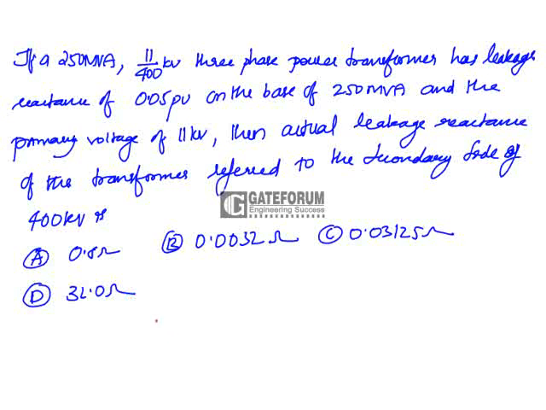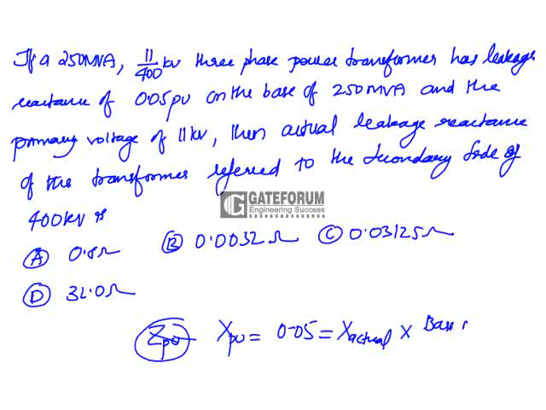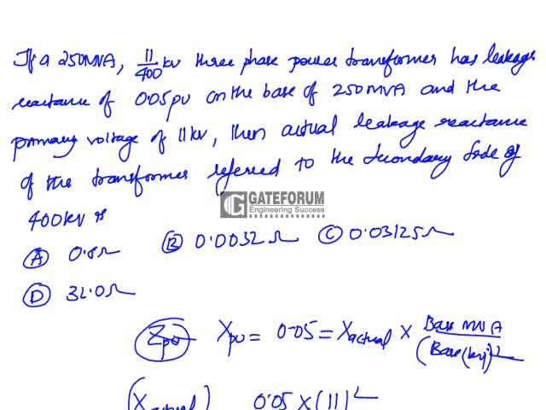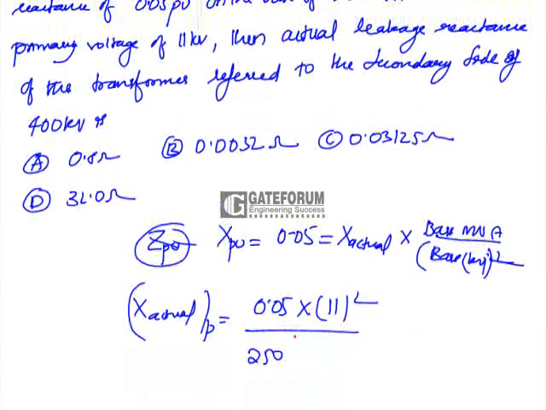If a 220 kilo MVA 11 by 400 kilovolt single phase power transformer has a leakage reactance of 0.05 per unit, let us take it as given in terms of reactance. X per unit for the transformer is 0.05, which is equal to X actual into base MVA by base KV whole square. Now, what is X actual on the primary side? X actual on the primary side is equal to 0.05 into 11 kilovolt squared by the transformer's 250 MVA base value. This is the value of actual reactance on the primary side in ohms.